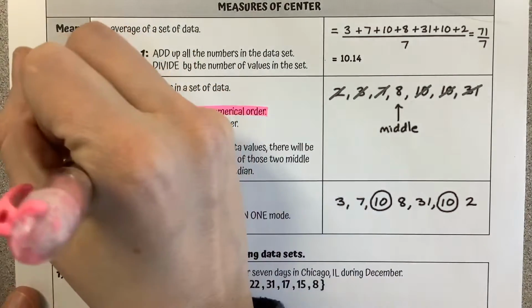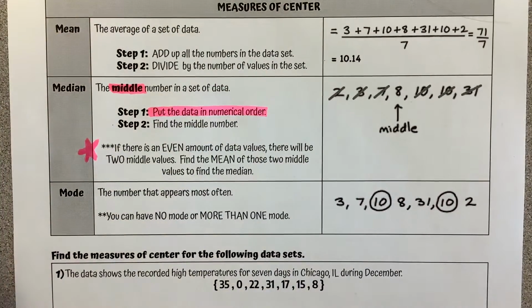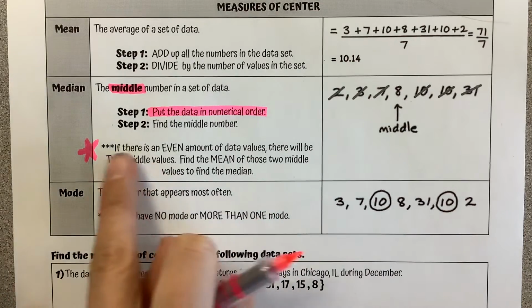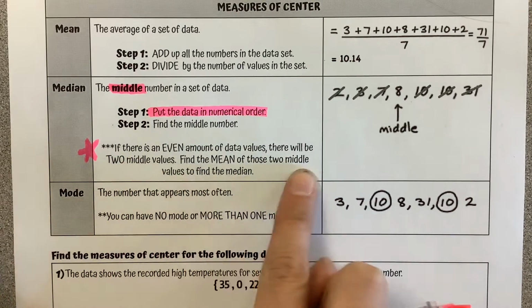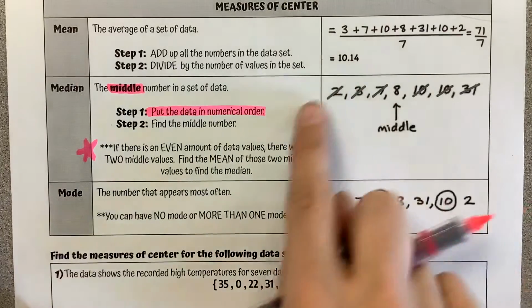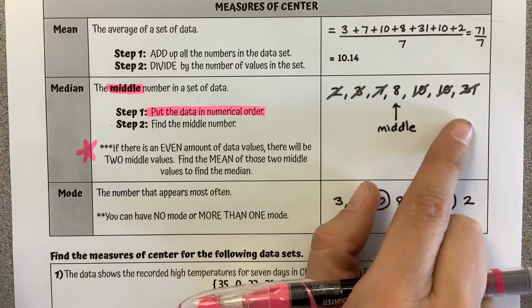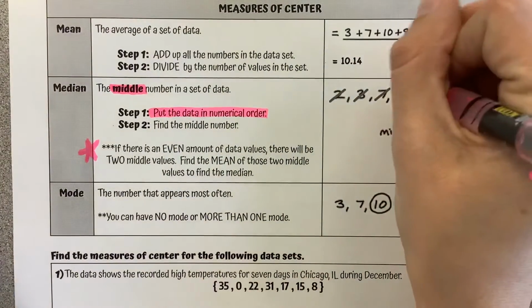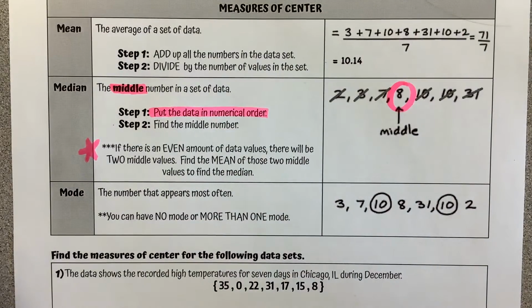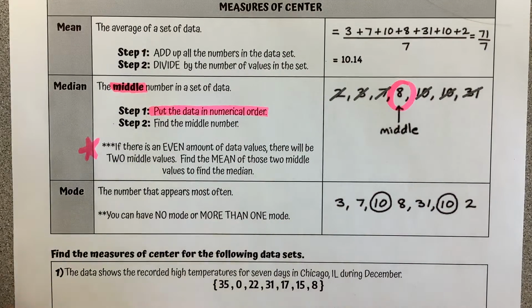And then this is important, put a star next to it. If there is an even amount of data values, there will be two middle values, so we'd have to find the mean of those two. So here's an example. It's in order from least to greatest. 8 is in the middle. That is the median.